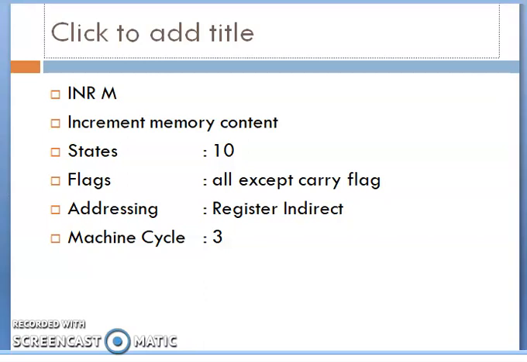The next, INR M, increment the memory content. Addressing register indirect. 1-byte instruction, number of machine cycles is 3. The first one is opcode fetch, the second one is where the contents of the specified memory location are read, that is memory read, and the third one, after reading the data it is to be incremented, and the incremented data is to be placed in the corresponding memory location itself. Therefore the third machine cycle is memory write.